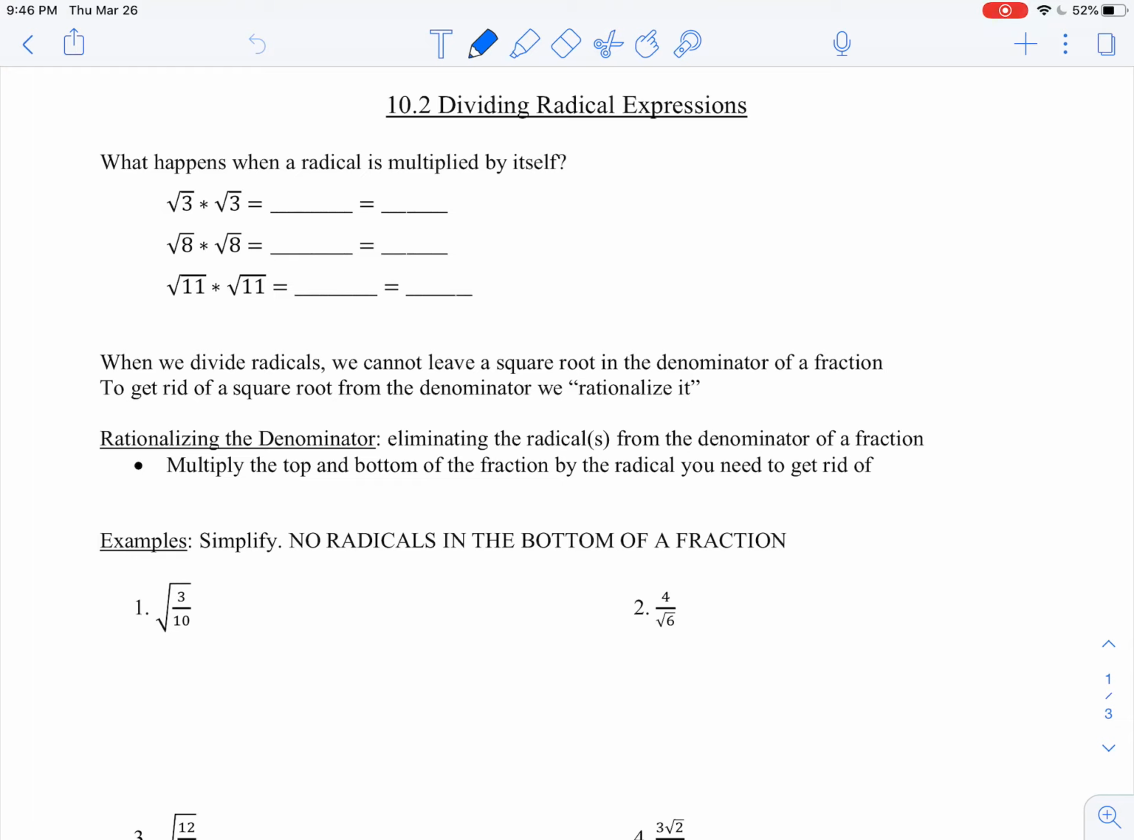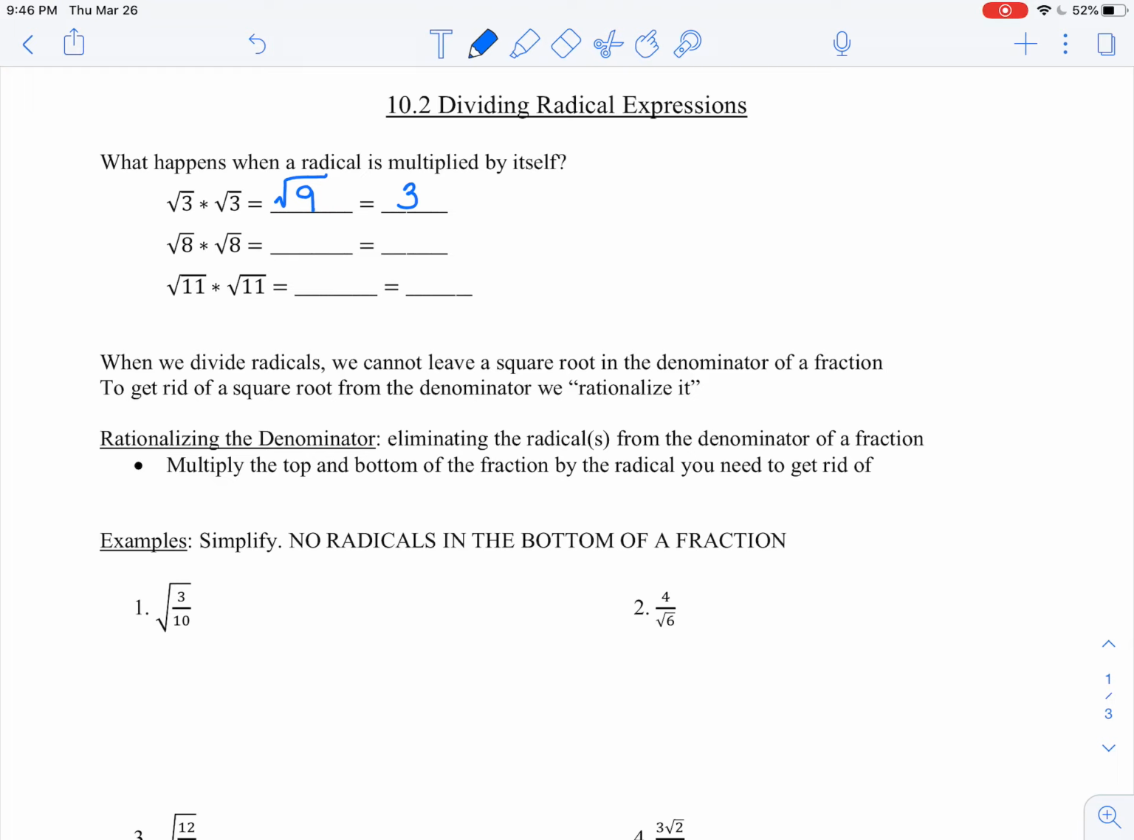happens when we multiply the square root of 3 times the square root of 3. We know that when we multiply radicals, we multiply the numbers underneath of the radical sign. So 3 times 3 makes a square root of 9. But 9 is one of our perfect square numbers. The square root of 9 is 3.